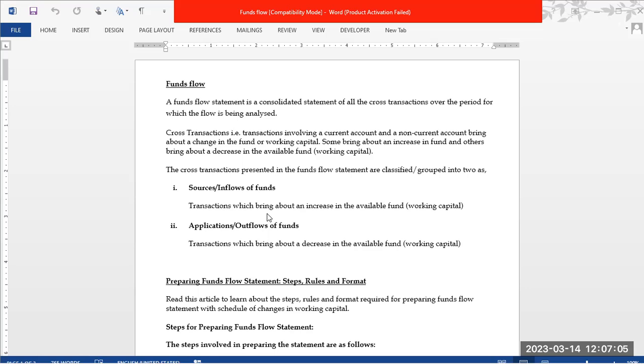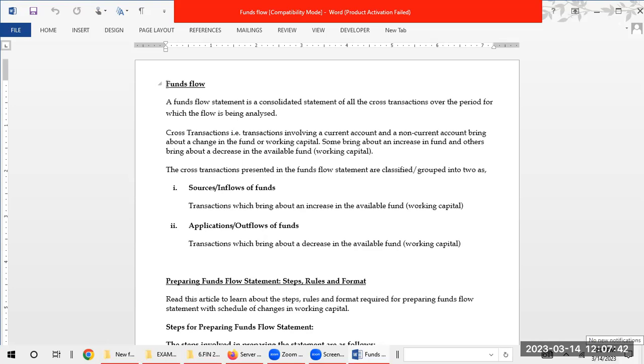So here we have two cross transactions. Inflow is just bringing in, and outflow is going out. Outflow is something that goes out, then inflow is something that comes in. That is the reason why inflow of funds is a transaction which brings about an increase, and outflow brings about a decrease.